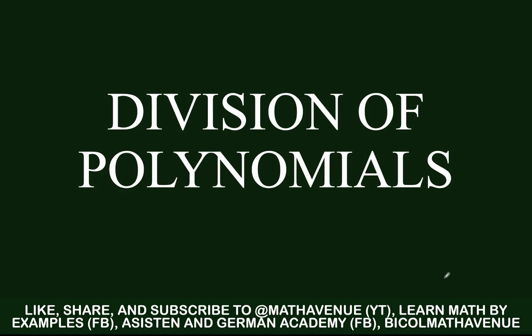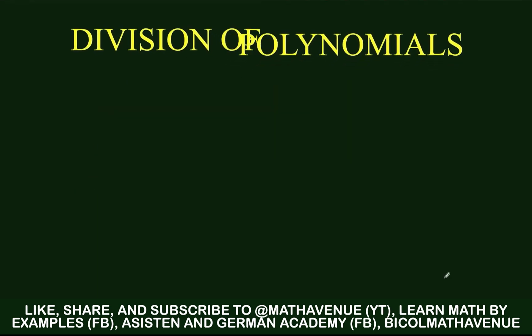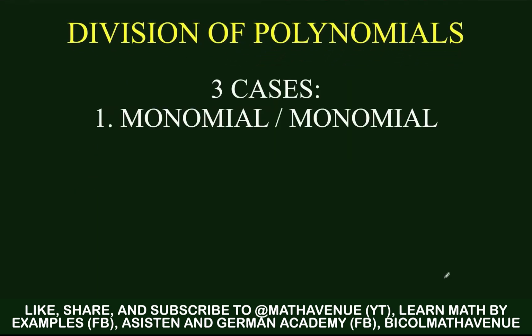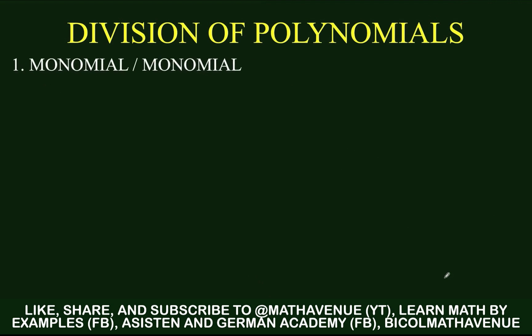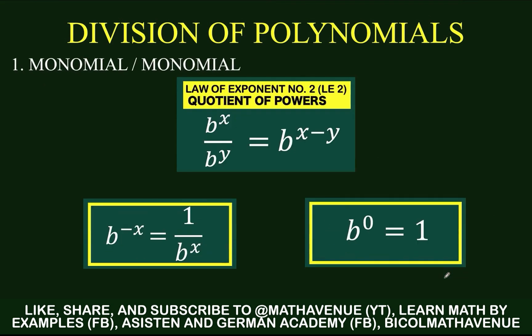Now let's talk about division of polynomials. For division of polynomials, there are three cases. And basically, these are three cases similar to the multiplication of polynomials. So let's start with the first one. Monomial by a monomial. Here we'll be using this law of exponent number 2 most of the time. And under this quotient law of exponent, there are three cases.